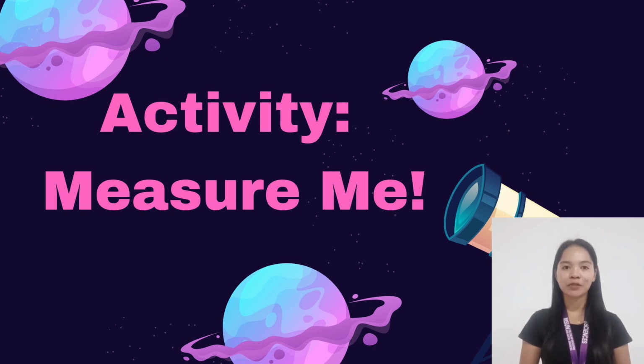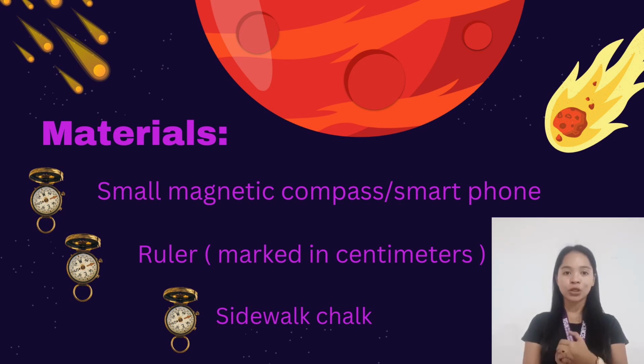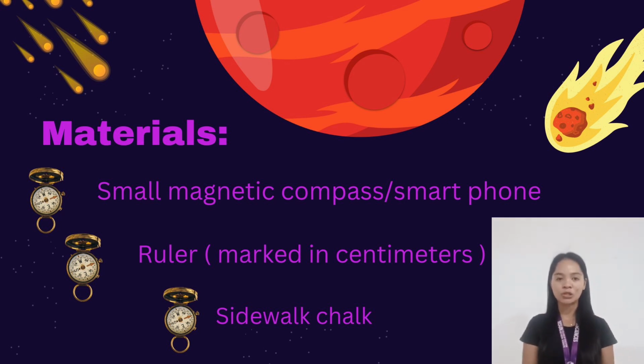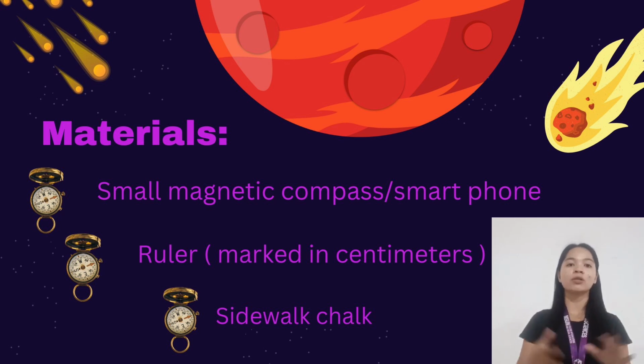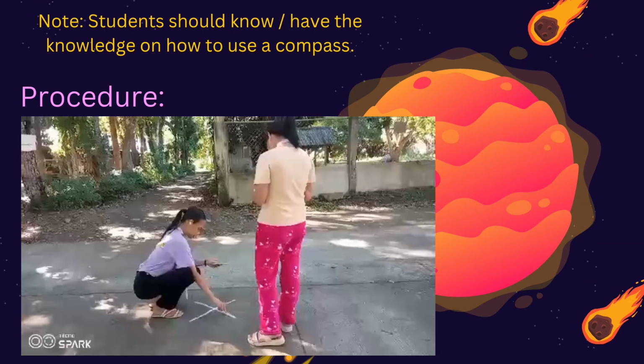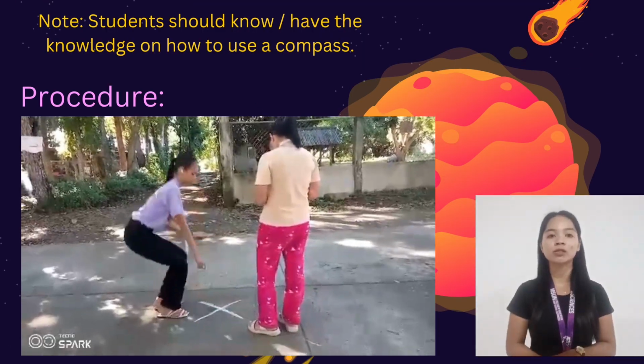So for our activity, we called it Measure Me. So we have materials needed here in this activity. So first, materials, we have a smartphone or a small magnetic compass. Second is a ruler marked in centimeters. And the third one is a sidewalk chalk. So before the students do this activity, the students should be able to know how to use the compass. So now let's proceed to the procedure.